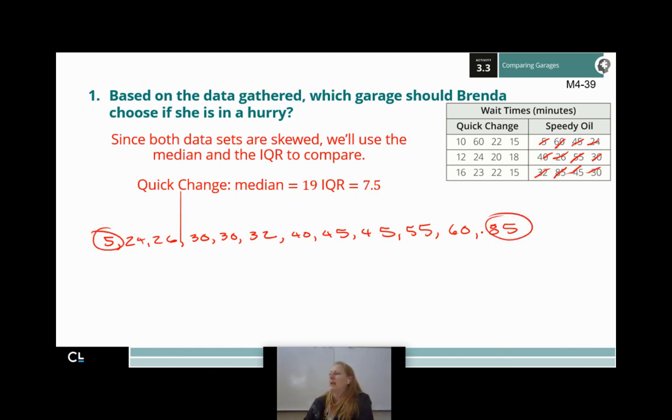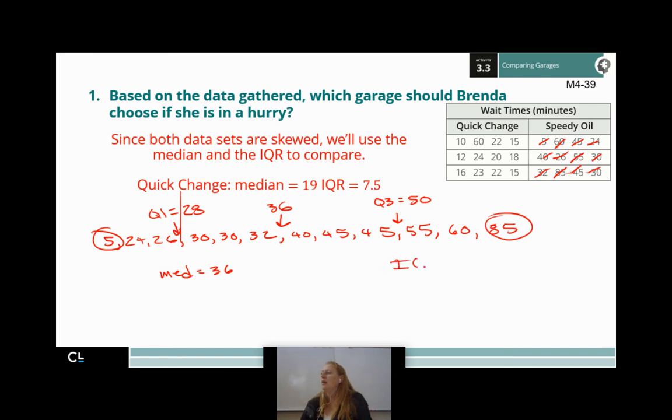There's your minimum. There's your maximum. The median is going to be sitting somewhere right in the middle. So my median is going to be sitting between 32 and 40. The exact middle between 32 and 40 is 36. So it looks like my median is 36. Of course, I need to find my quartiles. It looks like quartile 1 is between 26 and 30, so that would be 28. Quartile 3 is going to be between 45 and 55, so that would make it 50.